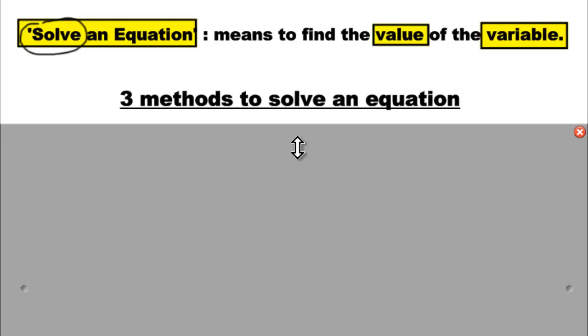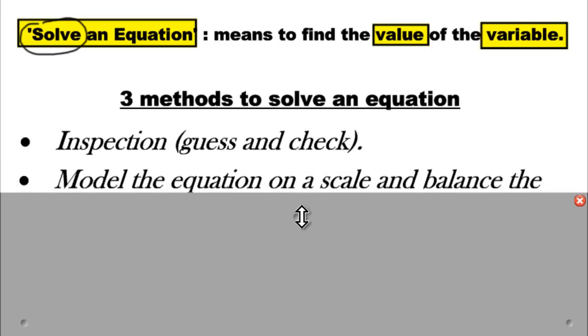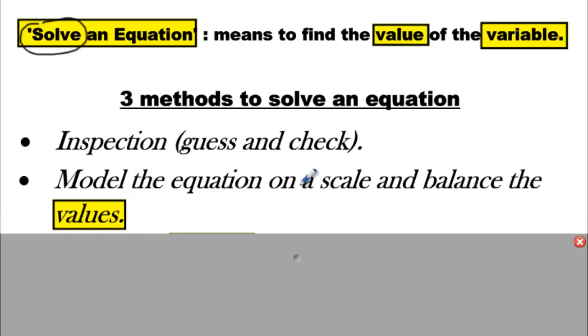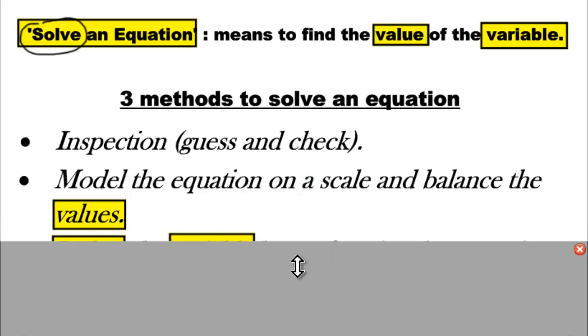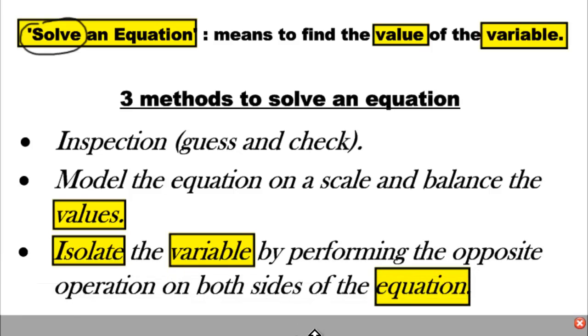And there's three methods to do that. The first one is called inspection, which is guessing and checking. And we'll do some examples of those. The second method is to model the equation on a scale and balance the values. I'll show you what that looks like as well. And the most practical method of solving a variable involves isolating the variable. I've highlighted isolate because you need to know what that means. Isolation means, well, we'll get to it once we get to the examples, but isolate the variable by performing the opposite operation on both sides of the equation. Circle this word, opposite.